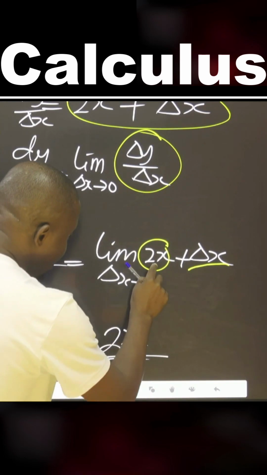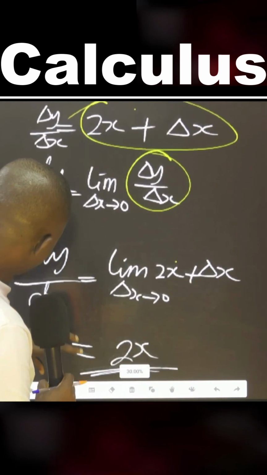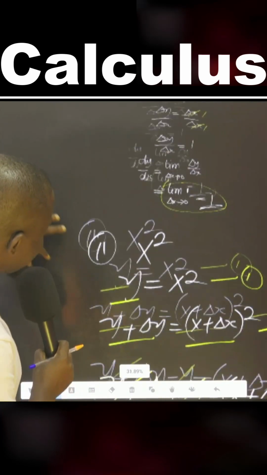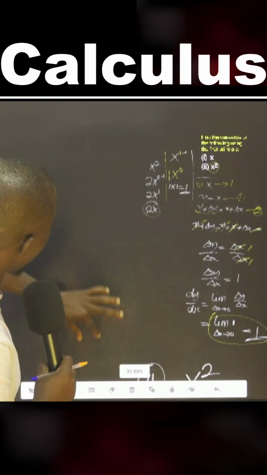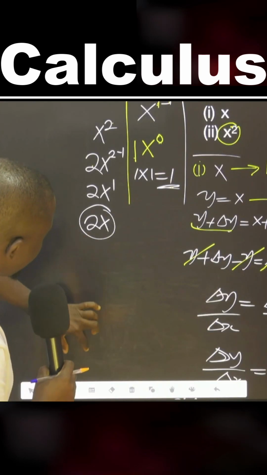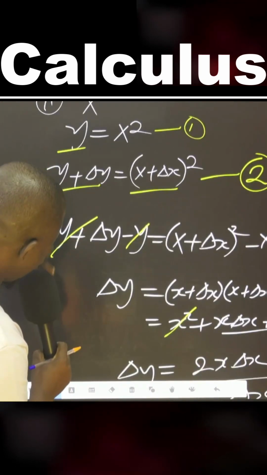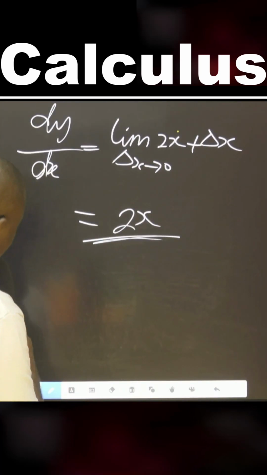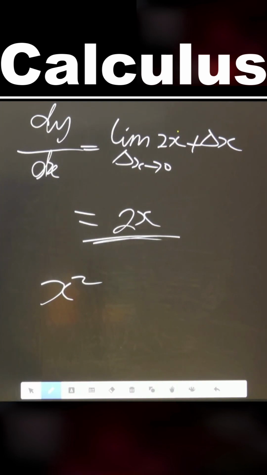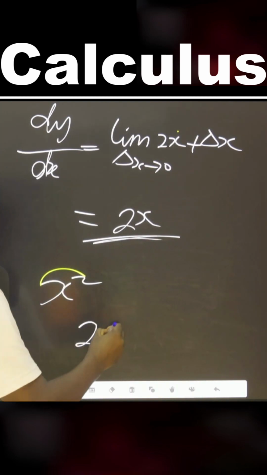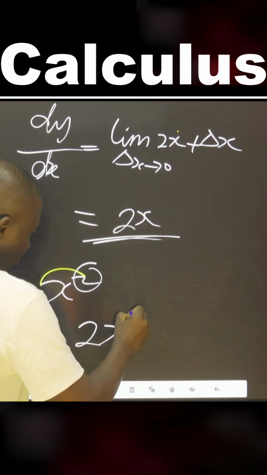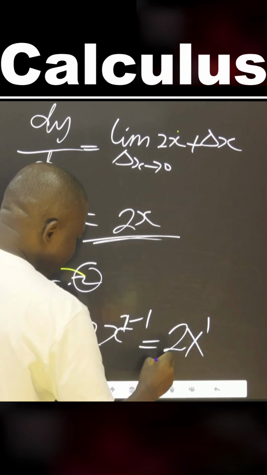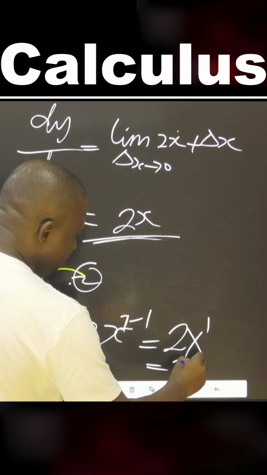So let me remove all these. You can see exactly what I told us before, that we are going to have 2x. As you can see, we have 2x for x squared. That is the derivative of x squared using the first principle. This 2 comes here. We reduce the power by 1, that is 2 minus 1, which is 2x raised to power 1, equals 2x.